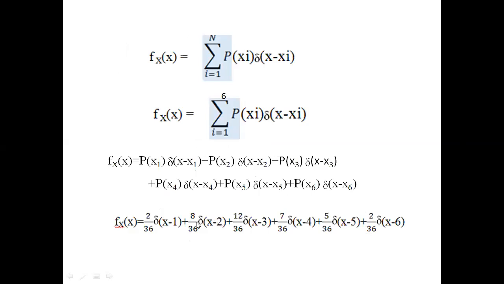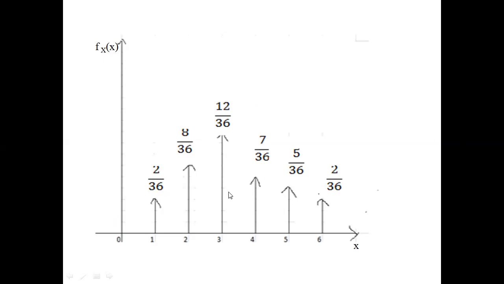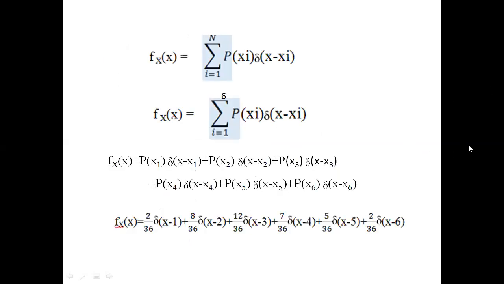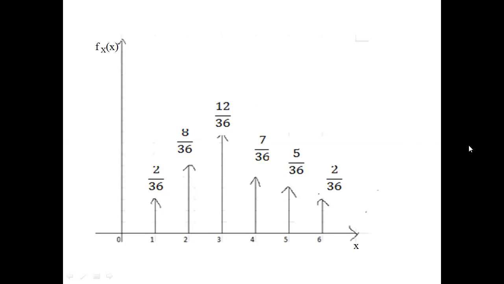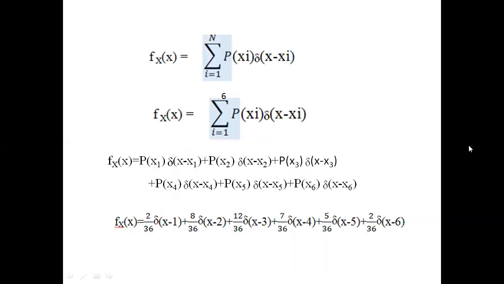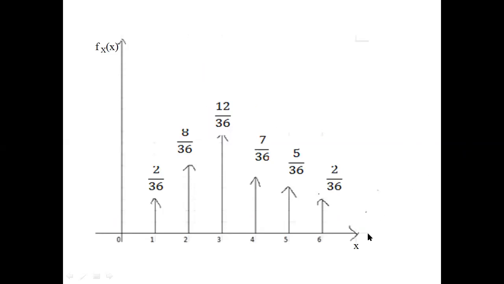At x equal to 2, the probability is 8/36, so the probability density function is also 8/36. At 3 it is 12/36, at 4 it is 7/36, at 5 it is 5/36, at 6 it is 2/36. In this way, we draw the plot for the density function. This example is taken for discrete random variables.